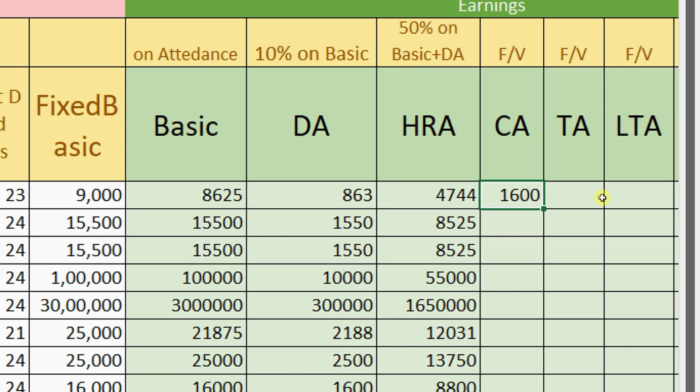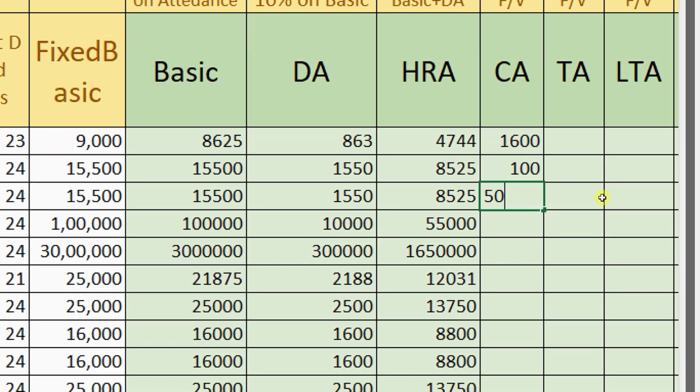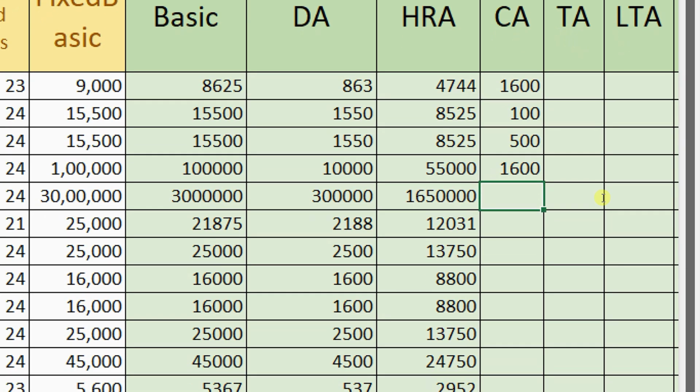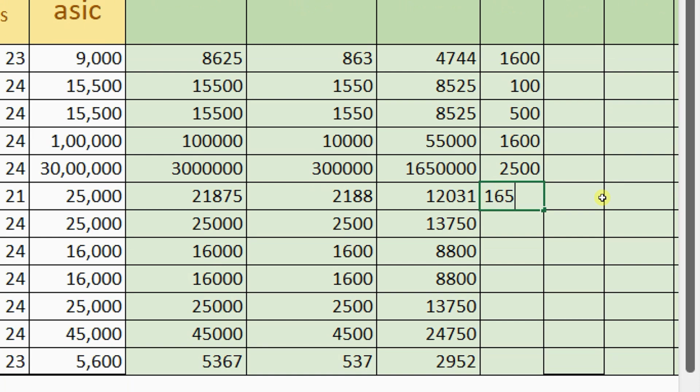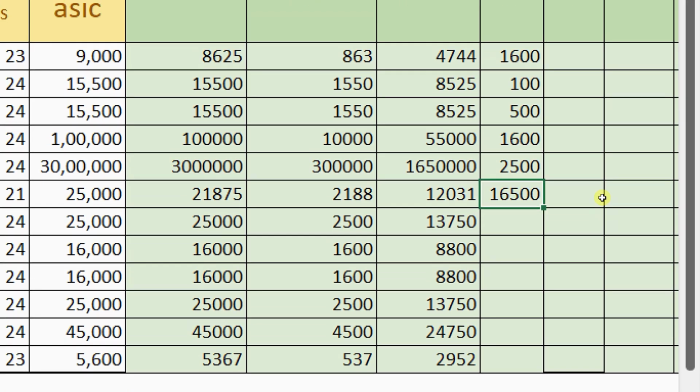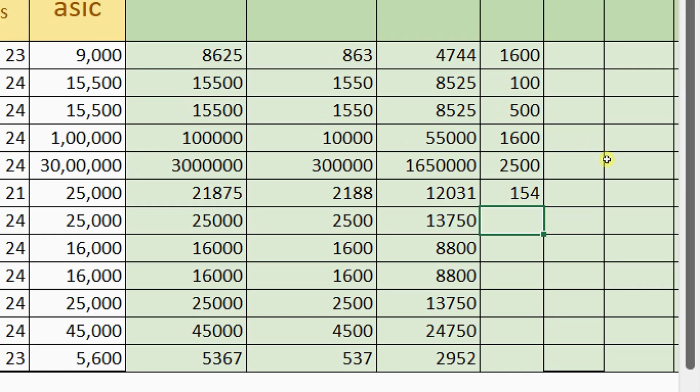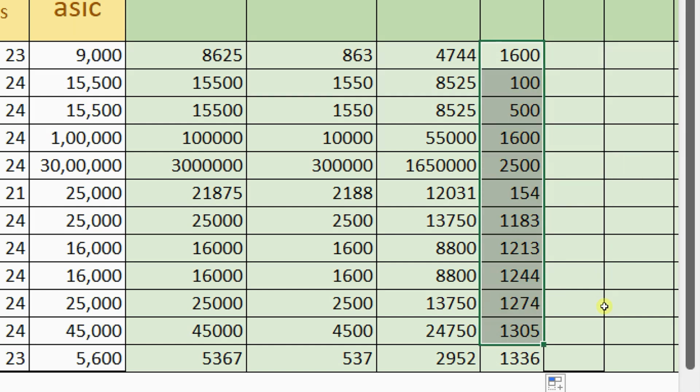So I don't confirm anything. Again I confirm, it can be fixed or it can be variable. Based on company policies and practices, you need to go. So it can be any random value or it can be even zero.